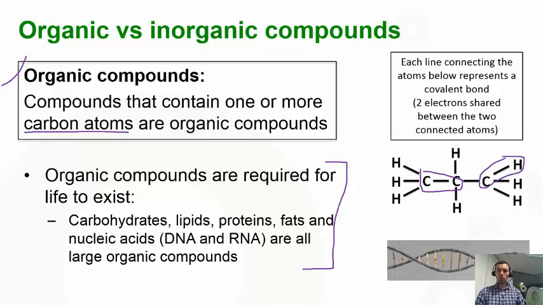Every time we've got a line there, that's a covalent bond, and that's representing a sharing of 2 electrons between those atoms involved. And down the bottom here we've just got a little representation of our DNA, which remember is another one of our organic compounds. So to summarize, what is an organic compound? It's something that contains a carbon atom. The majority of the compounds that we see in this course are actually organic compounds.